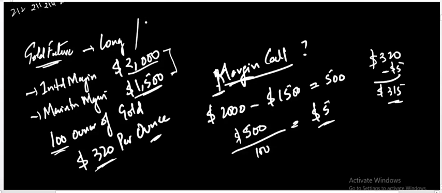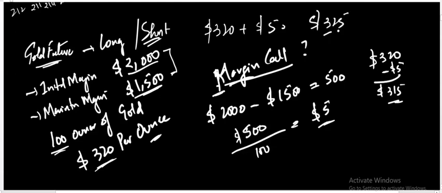Let us take another scenario, when the party is short. At what price will he get a margin call? Because the party is short, he will be losing only if the price rises. The party being short will get the margin call only when the price rises by $5. So for a short party, the margin call will be at $325.